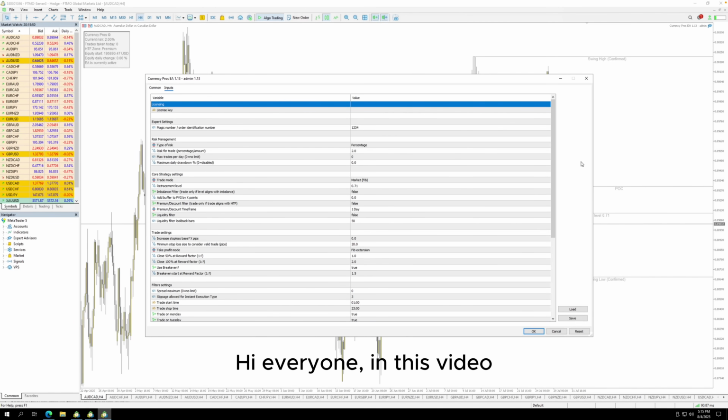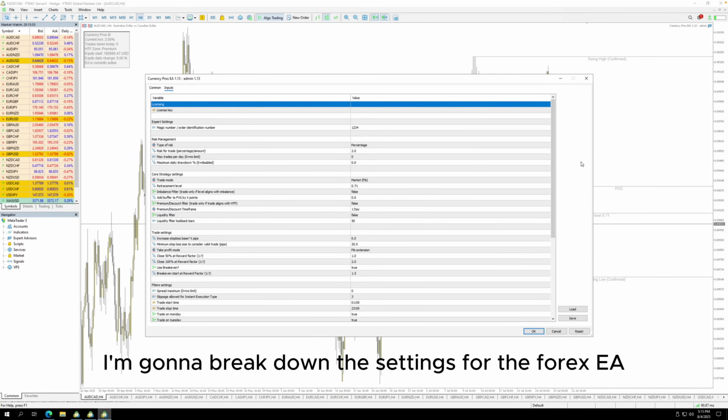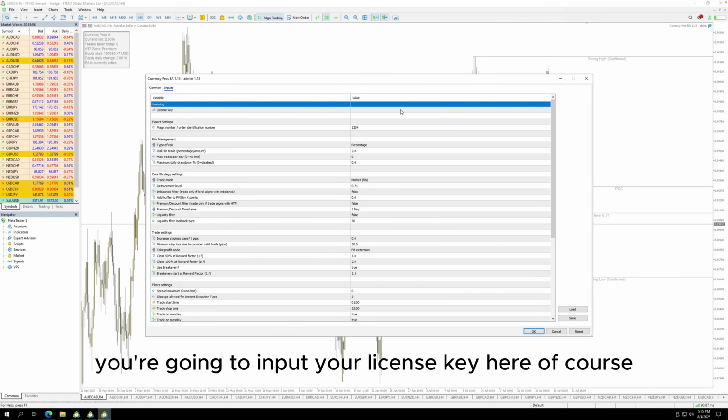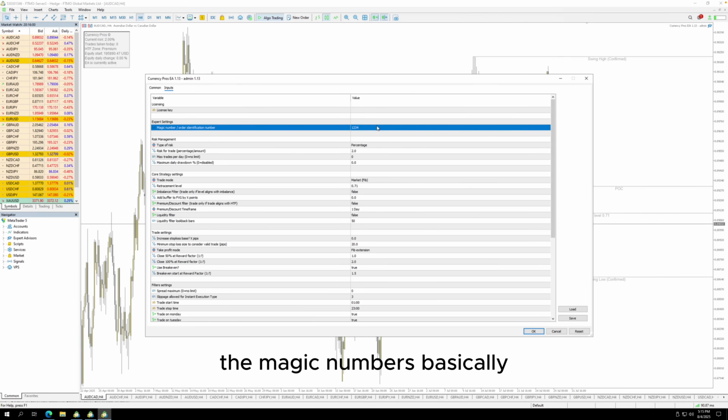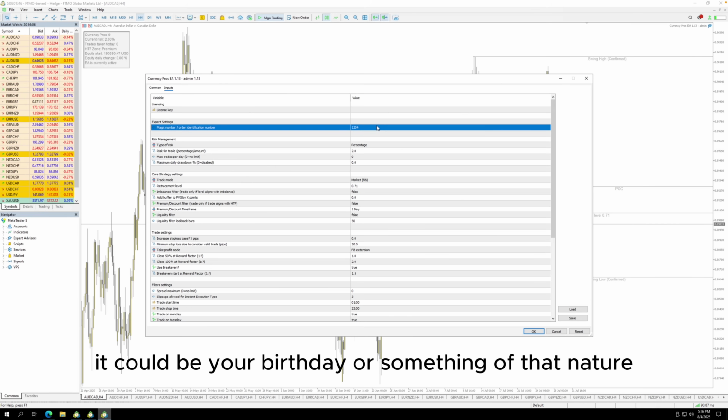Hi everyone, in this video I'm going to break down the settings for the Forex EA. Let's start off at the top. You're going to input your license key here, of course, and set your magic numbers. The magic numbers basically differentiate you from other traders, so it's important to utilize something that is personal to you. It could be your birthday or something of that nature.